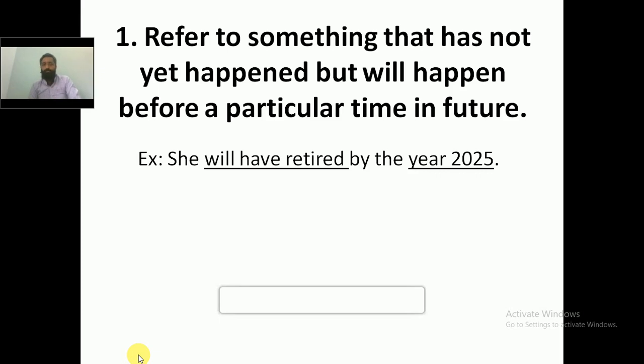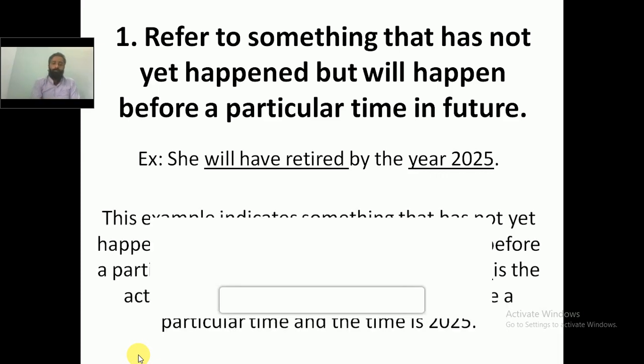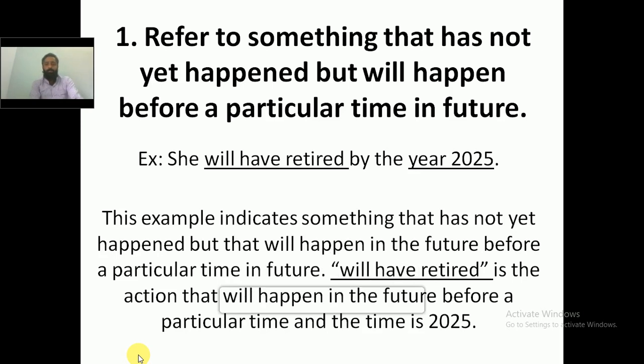Now come back to the example once again. She will have retired by the year 2025, which means we are using the future perfect tense to refer to something that has not yet happened, which means the action has not yet taken place but will happen before a particular time in future. This example indicates something that has not yet happened but will happen before a particular time in the future. Will have retired is the action that will happen in the future, and the time is 2025. I think you have understood it.